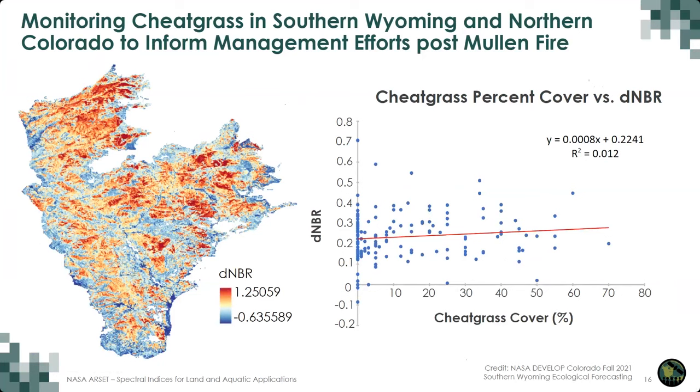Here we can see that the team created a burn severity map showing a DNBR on a continuous scale. They also performed analysis on cheatgrass percent cover at 150 field plots and DNBR values at the plot locations to analyze the relationship between the two.